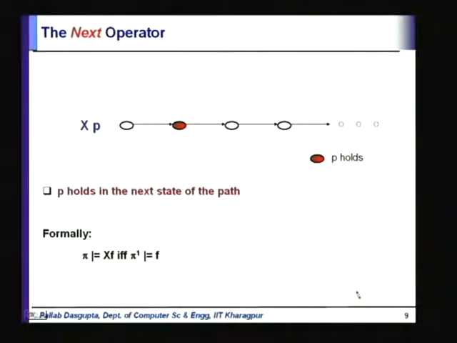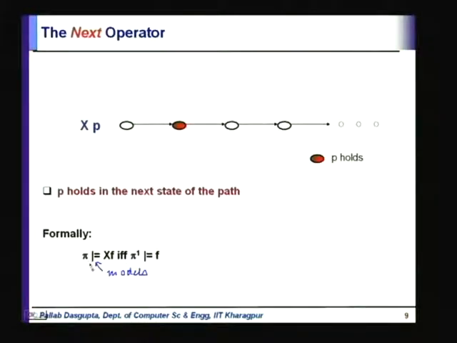Now, let us look at these operators. The first one is the X operator, the next time operator. Now, let us look at the formal semantics of this. We have to start getting used to these notations, because we are going to have these notations more and more often, right. This notation is called models. I hope you can read what I am writing here, models. What does this mean?